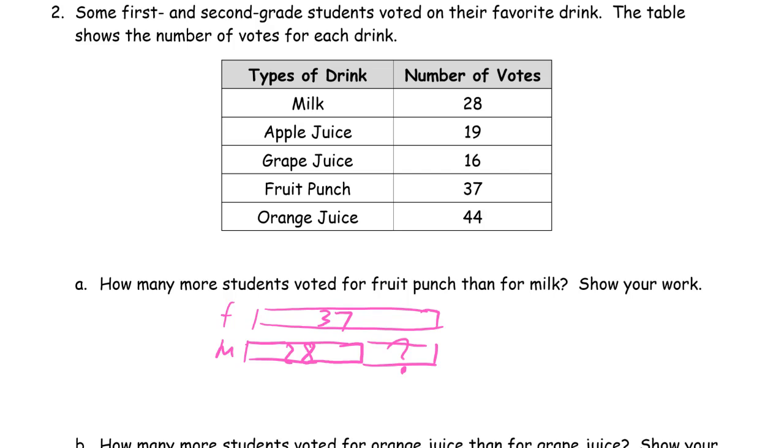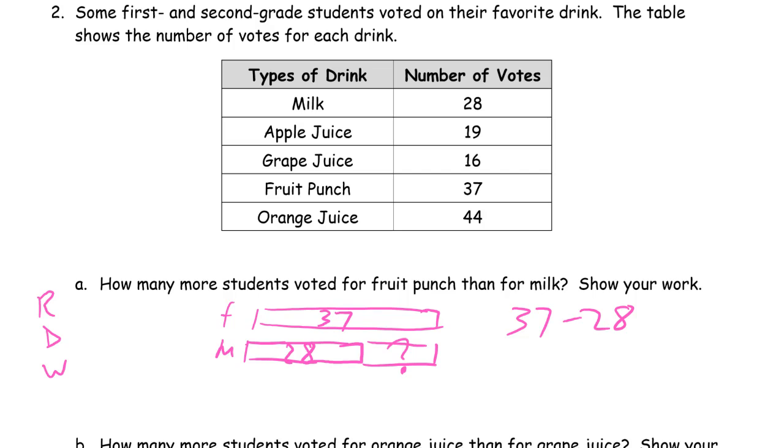Right. Now you need either a labeled tape diagram like this, or a labeled number bond. You need some kind of a picture. It's a word problem. You got to draw some kind of a picture. So that's our plan. 37 minus 28. And we show our work. Now you can do the vertical method here if you want. You could use the arrow way. There's a lot of different ways you could do it.